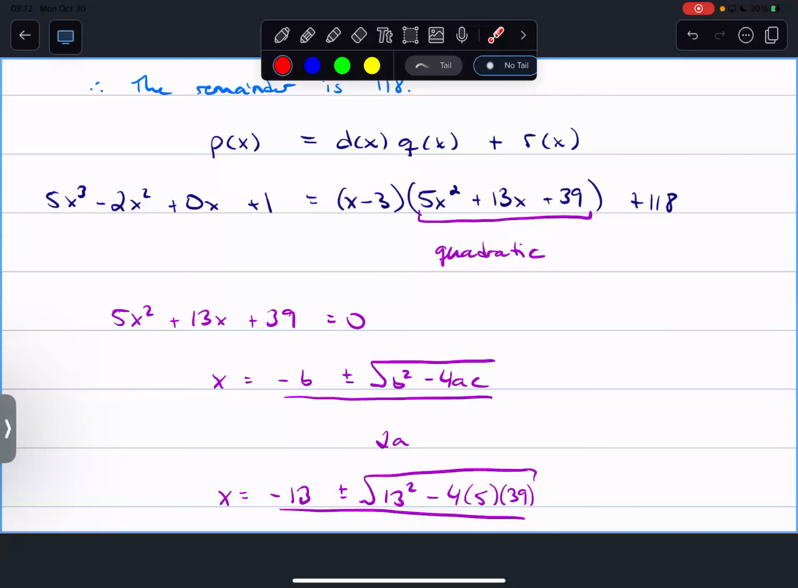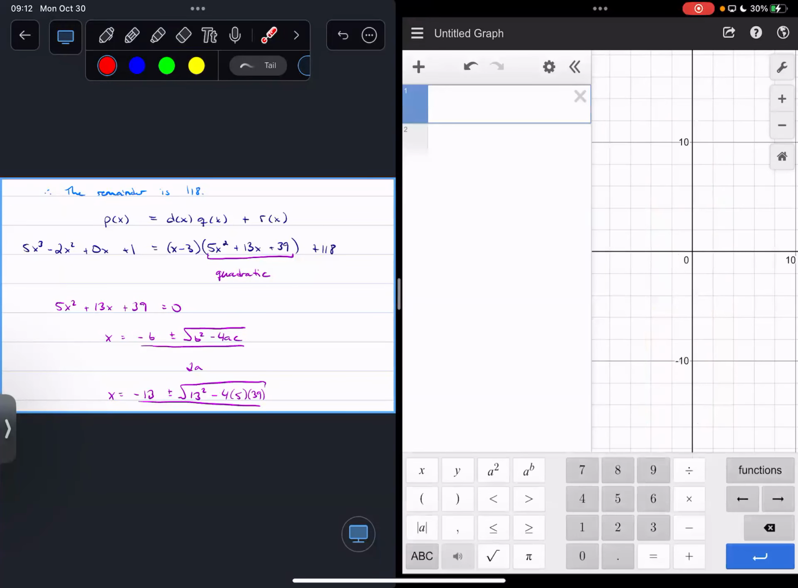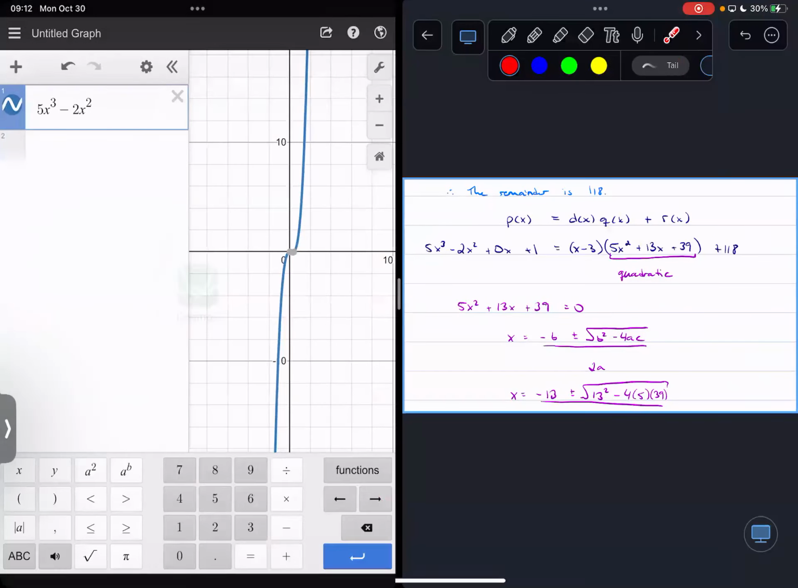Oh, no, wrong one. Five x to the 3, step it down, minus 2x squared. I'll skip the plus 0. Hey, now you can't see it? That's so confusing. I've got the split screen again. I didn't do anything different. It's on the other side. No, that can't be it. Let me try.